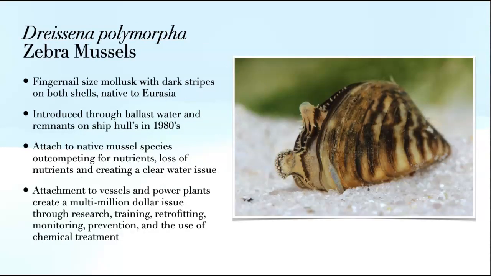The second species is the zebra mussels. They're a fingernail-sized mollusk with dark stripes on both sides, and they're native to Eurasia. They were also introduced through ballast water, as well as remaining on ship hulls while going through the locks. They attach themselves to native species and outcompete for nutrients.